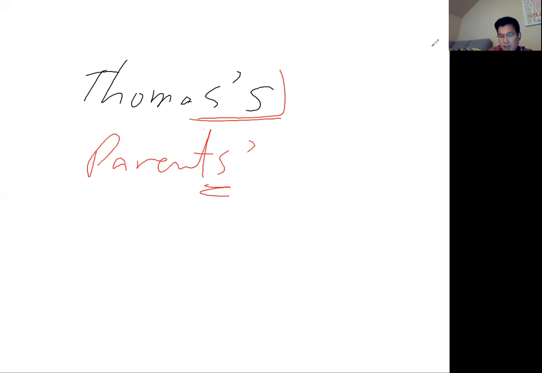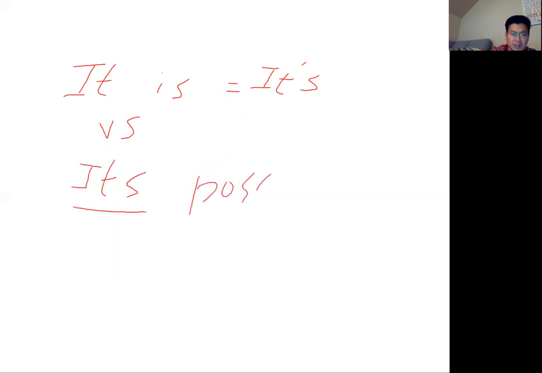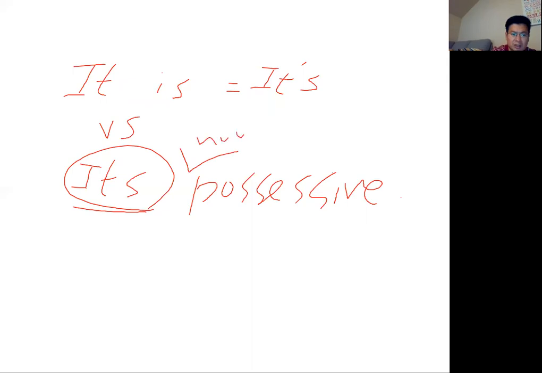The second case is contraction, which is usually for pronouns. We contract two words, like "it is," into "it's." But then the difference is what "its" is like this. This is possessive. So after "its," you have to have a noun. This "its" is whatever modifies this noun.